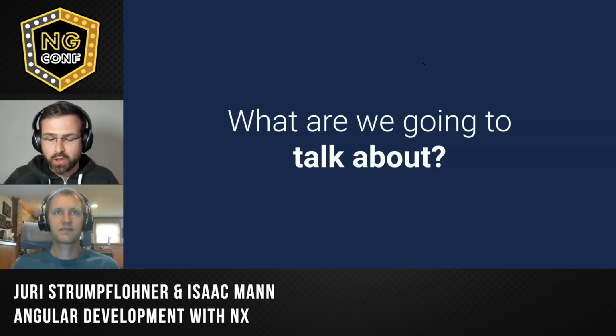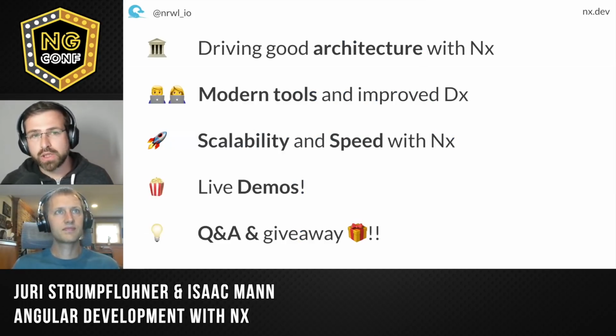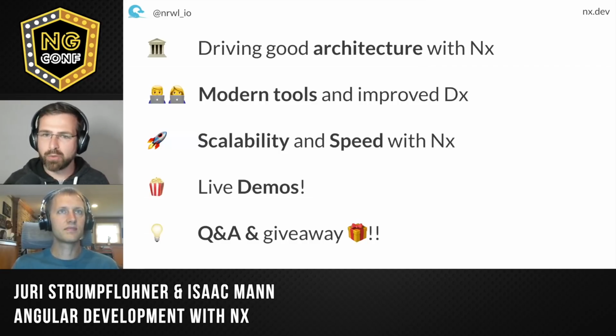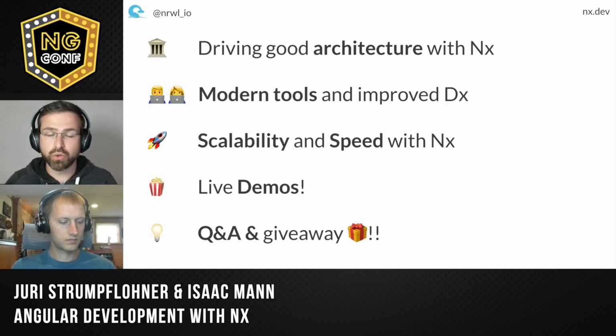So what are we going to talk about today? Now, these are more or less the topics which we would like to go through. The first one is about driving good architecture and obviously how Nx can help you there, like what are the main problems you might face. Also, we're going to talk about modern tools and how Nx improves developer experience in general. And towards the end, we'd also like to go a bit into the scalability and speed thing, because obviously Nx is designed for monorepos and especially shines when it comes to larger monorepos. And then we will have some cool live demos in between, which Isaac will do.